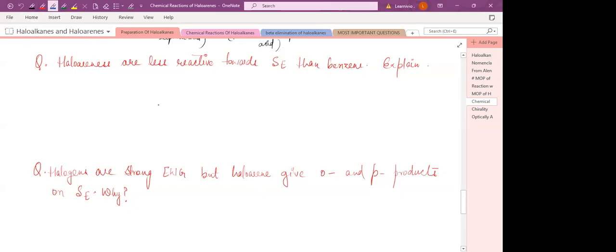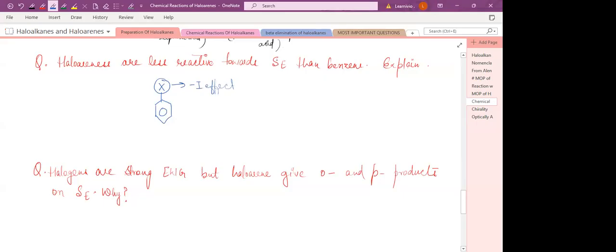See, this is your haloarene. When the halogen group is attached to the benzene ring, this is your haloarene. Due to a strong minus I effect of halogens, they just show minus I effect, the inductive effect. If you don't know what the inductive effect is, let me explain it first.